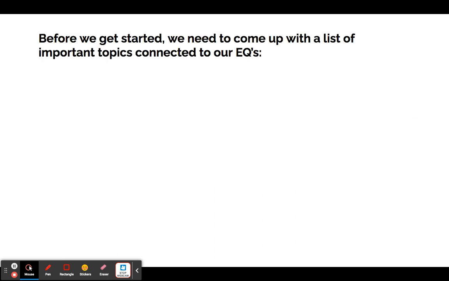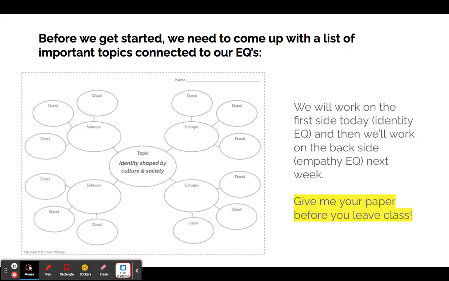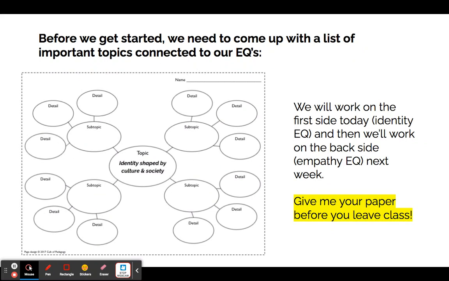So before we actually really get started, the reason I'm asking you to have those 2 things open and out is because we're going to do a little bit of brainstorming to come up with a list of important topics that we think are connected to our essential questions, because those essential questions are grounded in both of our final project options. So you are going to get a handout of this graphic organizer.